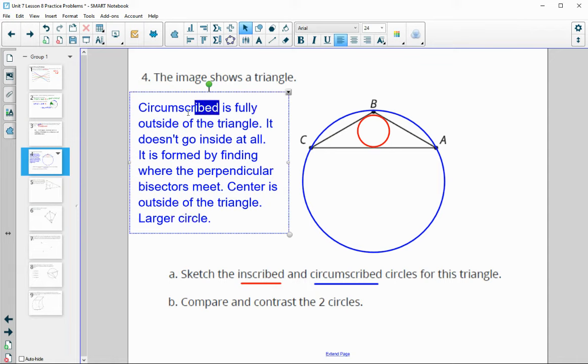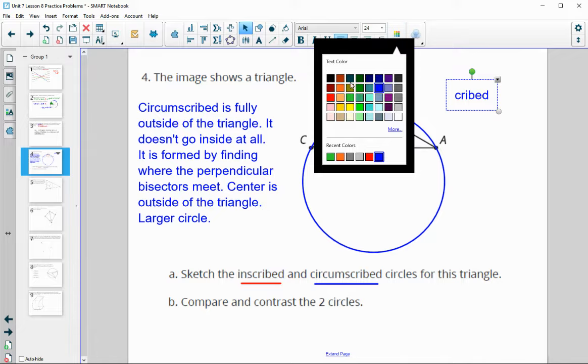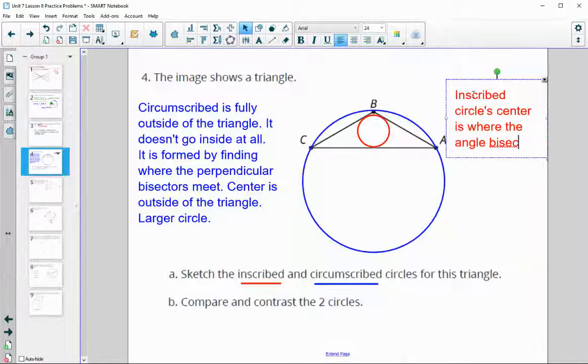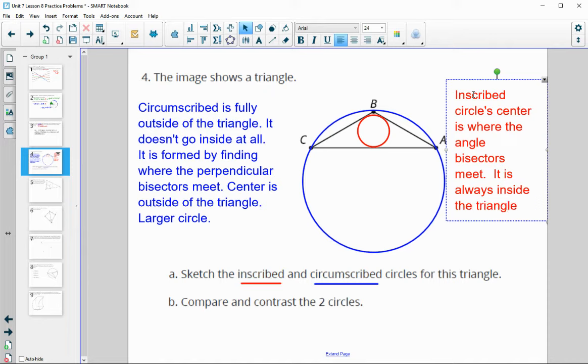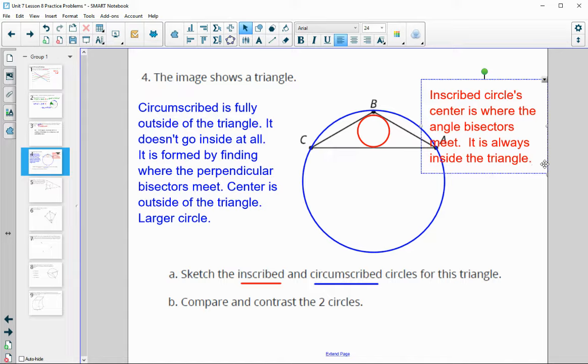Then we could do a similar idea, talk about the inscribed circle here. So the inscribed circle's center is where the angle bisectors meet. It is always inside the triangle. I can't get my language right here. So the center is always inside the triangle. You can see that this littler circle is also fully inside the triangle.